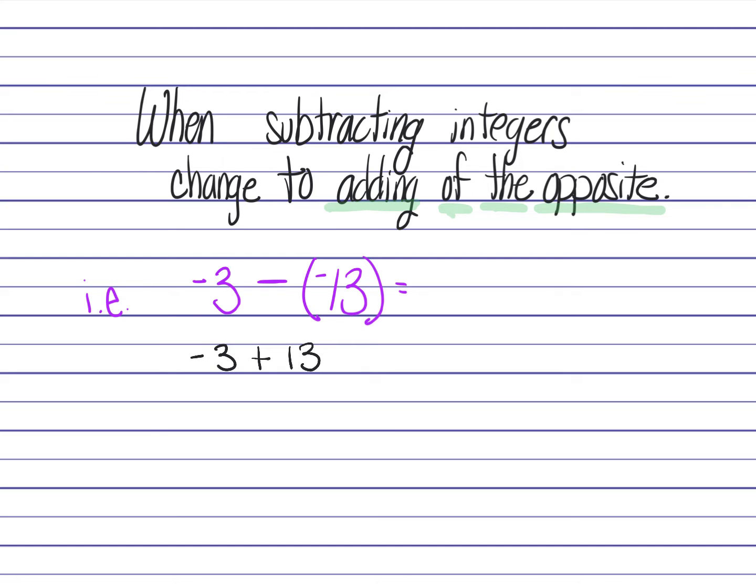Now I'm going to utilize what we just talked about with adding of integers. Here again, I have one of each. I need to determine which one I have more of. And so I have more positive. So again, my answer is going to be positive. And again, I'm going to look for the difference between the negative 3 and the 13. And I'm going to have a value of 10.